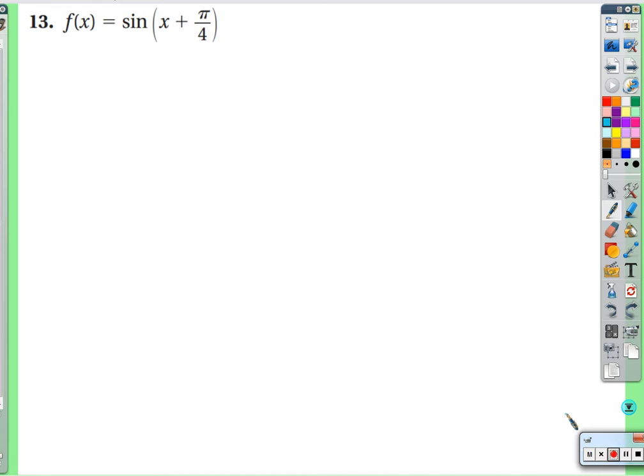So far we've studied four different things that can happen to the graph: horizontal shift, vertical shift, amplitude change, and period change. So what's going on here with this plus pi over four? What effect does that have on the graph? Period? No. It moves to the left, pi over four. Nothing else changes, just to the left, pi over four.